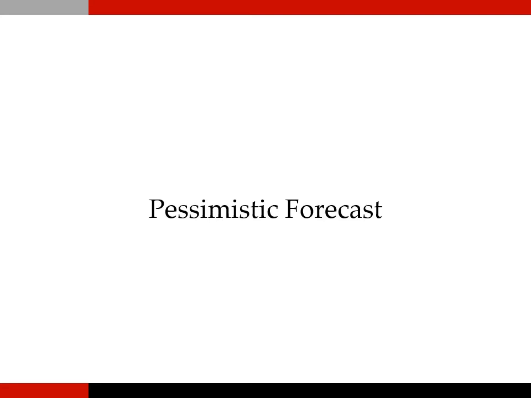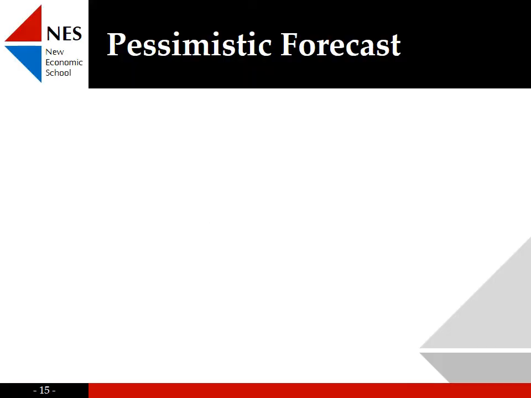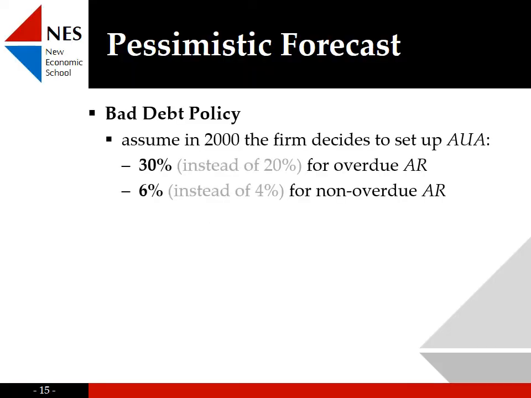Let's now consider the case when the company is too pessimistic about its forecast concerning the collectibility of its receivables. So let's assume that the forecast will actually set up an allowance that will be 1.5 times as large as it was in the base case. So let's assume that for the overdue accounts, the company will require 30% rather than 20% of the gross amount of receivables, and for the non-overdue accounts it will require 6% instead of 4%.